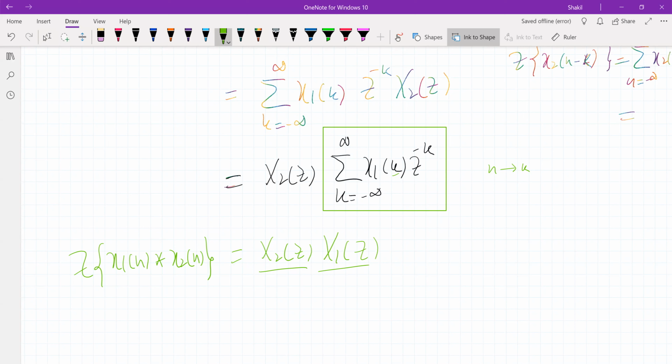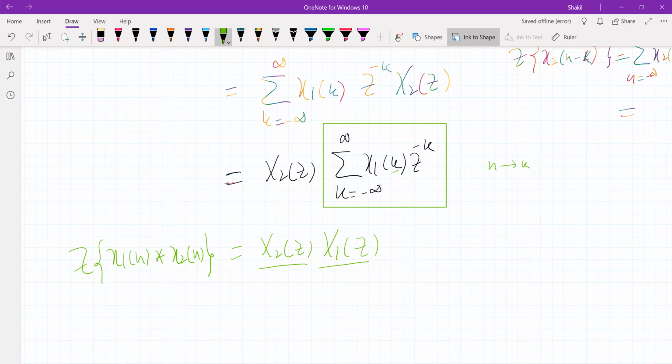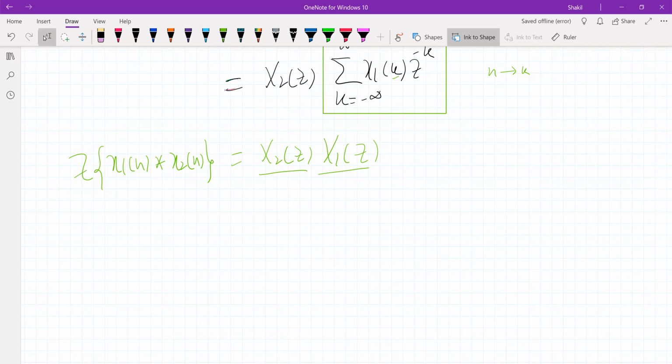Now, one more thing. Whatever the Z transform does for discrete time sequences, identically we have the Laplace transform for continuous time signals. Whatever the Laplace transform is doing to a continuous time signal, the Z transform does identically the same thing to the discrete time sequence. Like the same job.